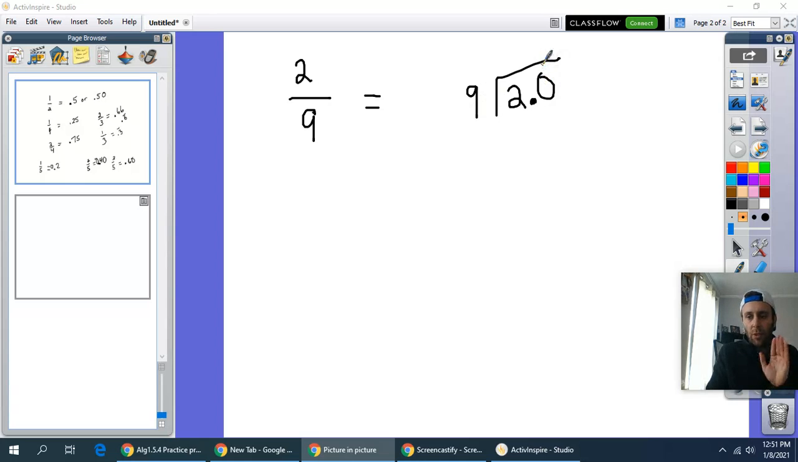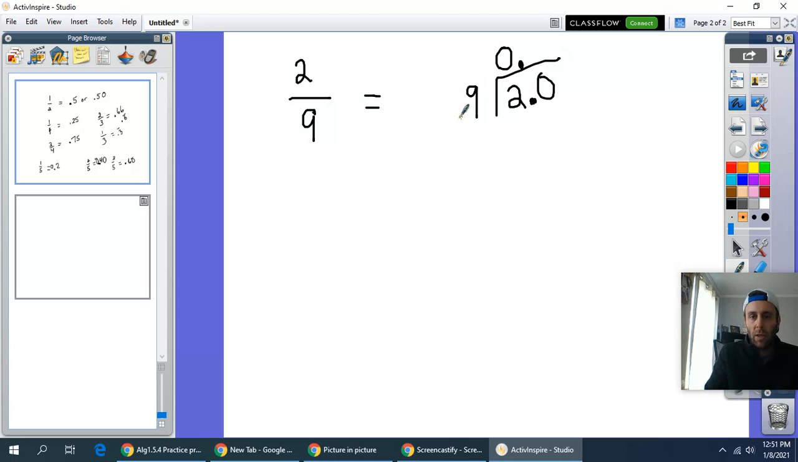Well, I made a mistake, because we did talk about in class that the reason why you added the 0.0 is because 9 does not go into 2. So we do have to add a 0, and we do have to add the decimal point. As soon as we put it down there, we bring it right up to the top. So now we're ready. Now, how many times does 9 go into 20?